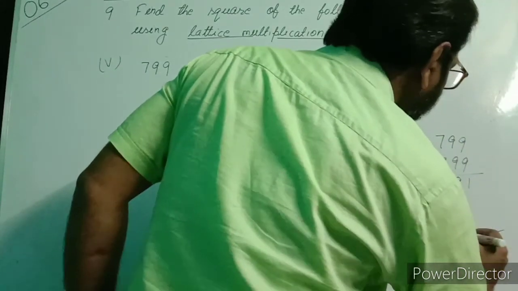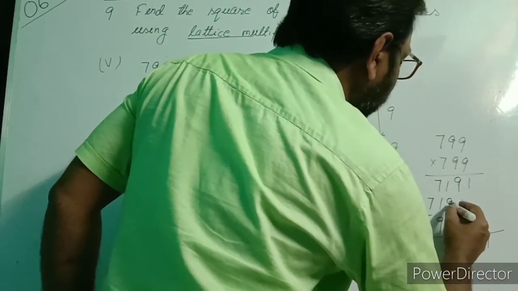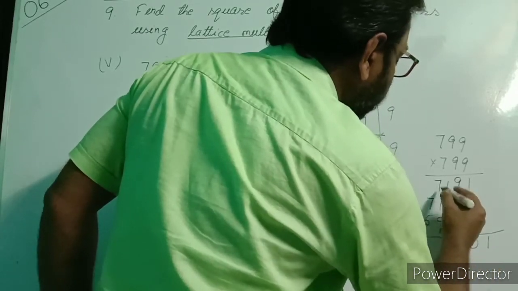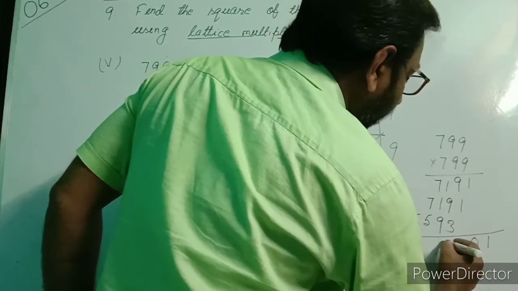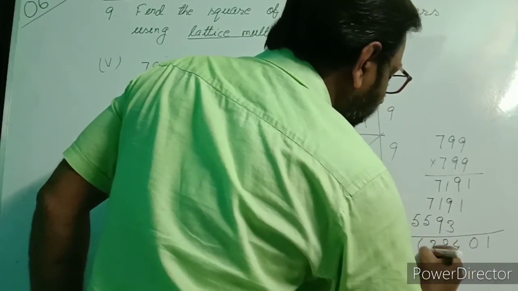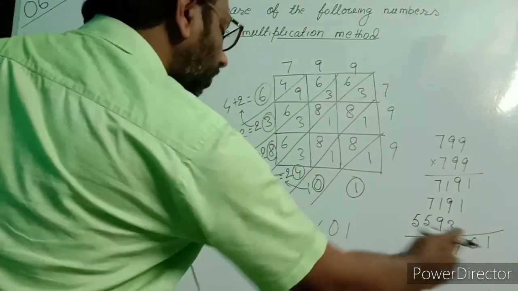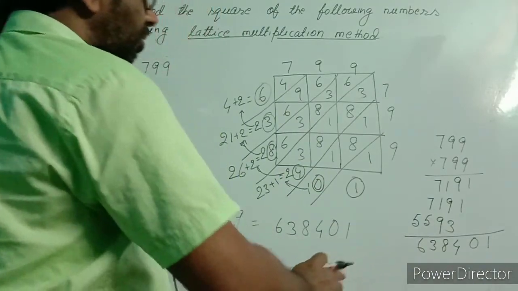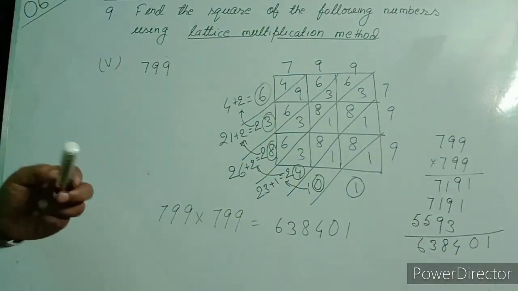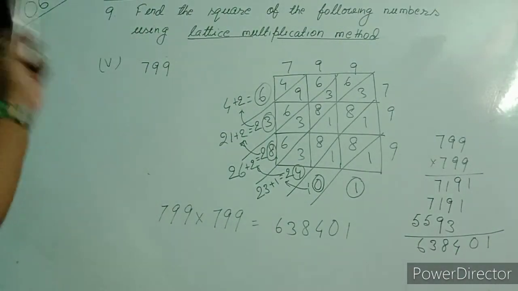638401, 638401. So our lattice multiplication method to get the square of 799 is correct.